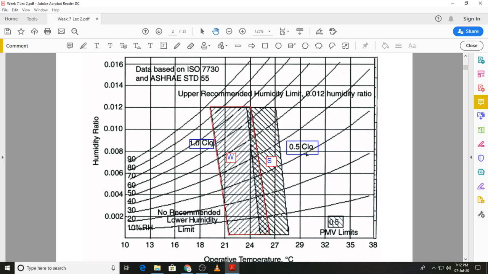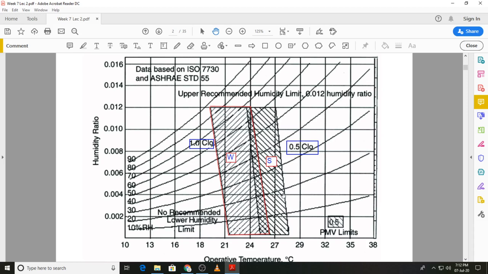So in winter we wear clothes which have a higher thermal resistance. So even if the ambient temperature is lower, you will not feel uncomfortable. That's why the winter comfort zones are shifted towards lower temperatures. In summer, on the other hand, we will be wearing clothing which is light, that is, it has a lower thermal resistance, and if the temperature drops too much, you will feel uncomfortable. So you feel more comfortable in a zone which is shifted towards higher temperatures.